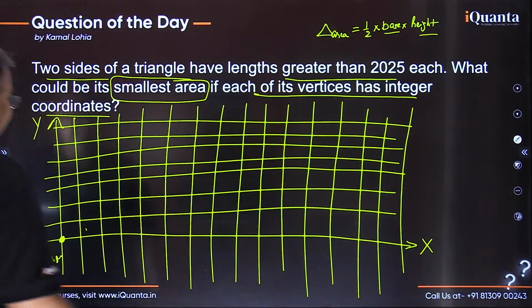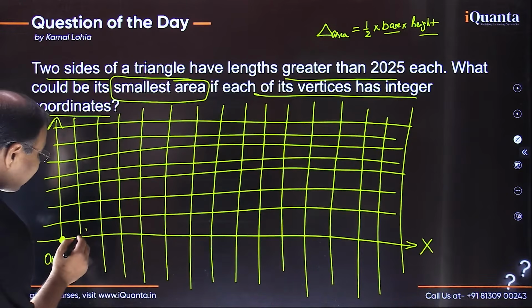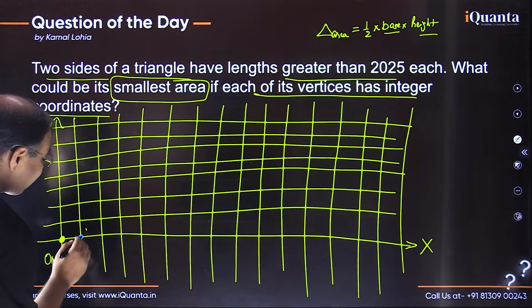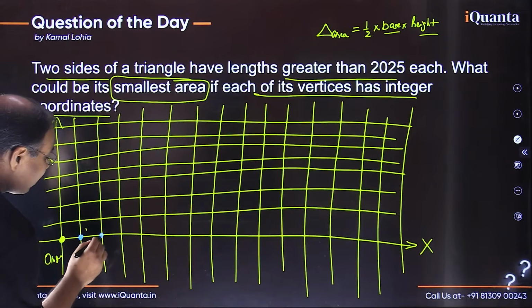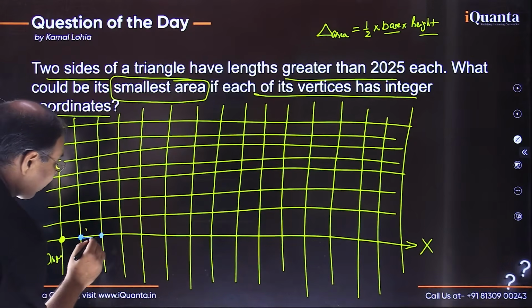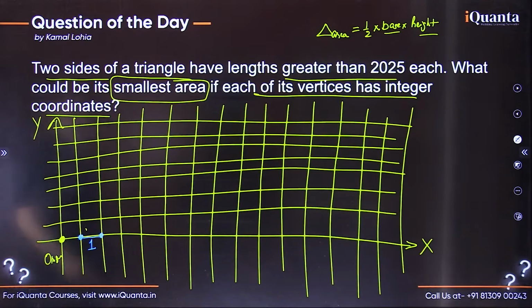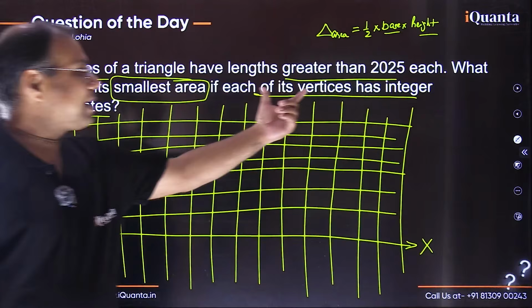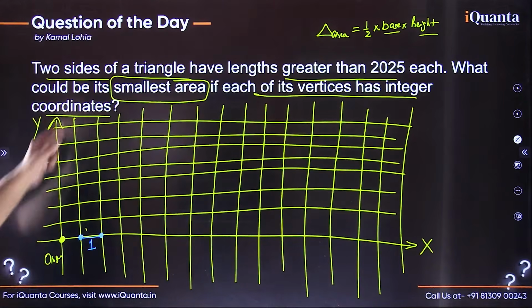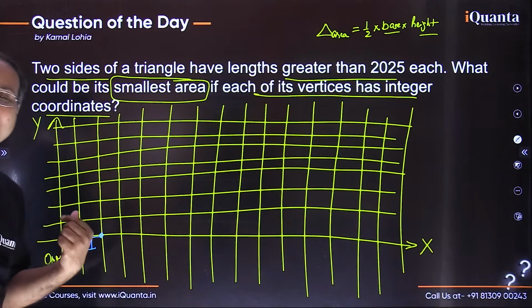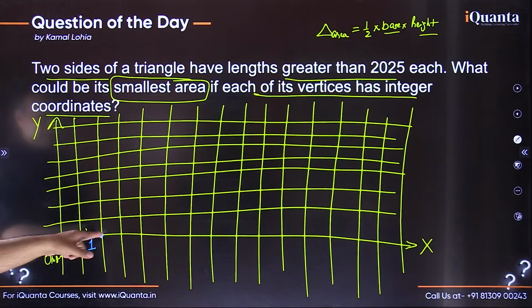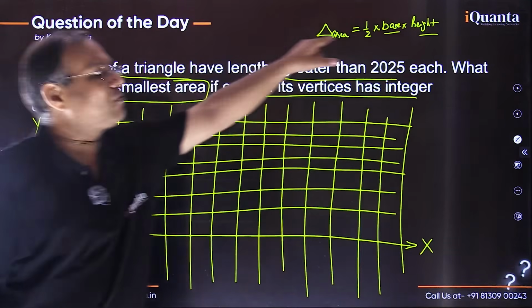So let me check. If I take this as one vertex of the triangle, and this is another vertex of the triangle, then this side length becomes 1. Yes or no? Right? This base becomes 1, and the constraint that each vertex has integer coordinates has been satisfied. So at least two vertices with integer coordinates are in place, and this base length has also become 1, which is the minimum possible.